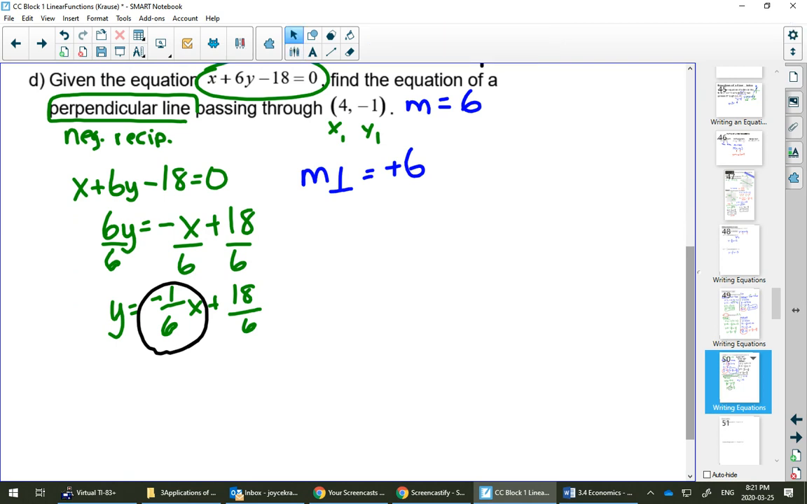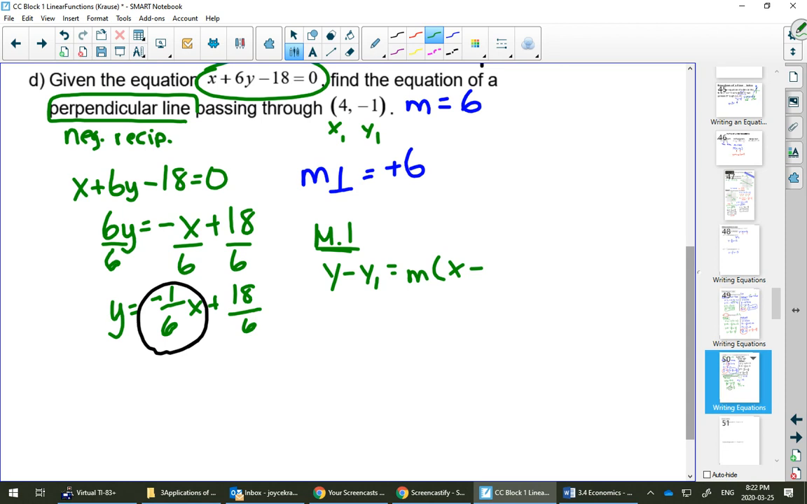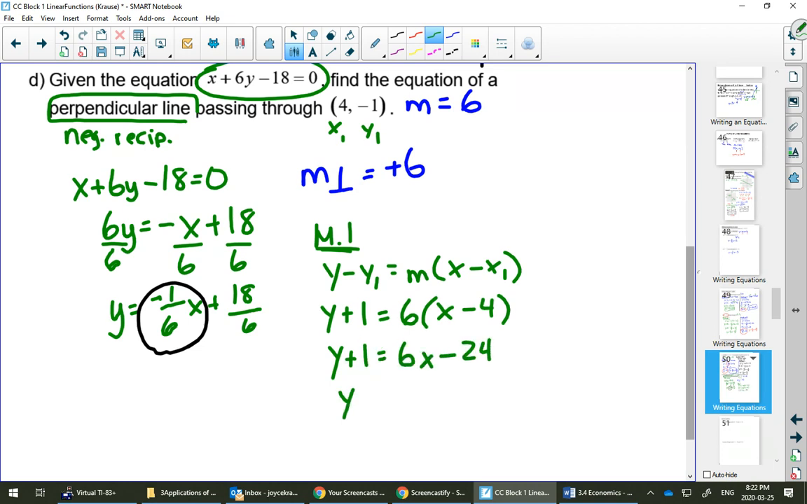So if we look at method 1, we've got y minus y1 equals m times x minus x1. So y minus a negative 1, so y plus 1 equals 6 times x minus 4. Multiplying this out, y plus 1 equals 6x minus 24. Subtracting the 1, 6x minus 25.